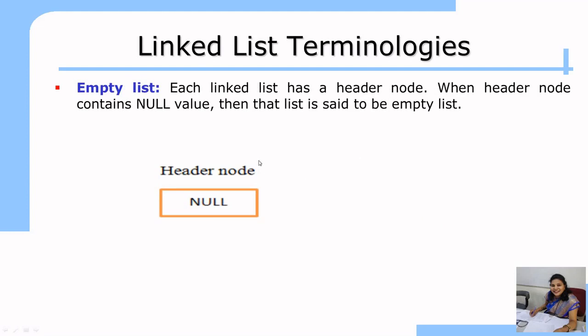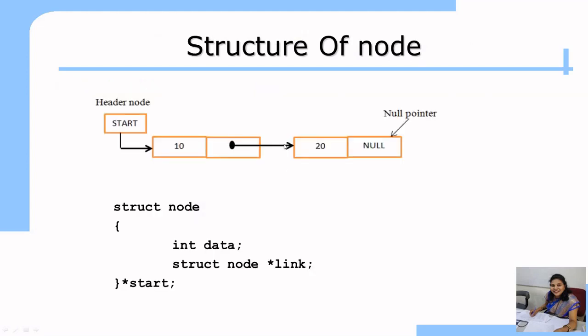Empty list. When the header node has the null value, then it is an empty list, because the header node always contains the address of the first node. If there is no first node, that means the linked list is empty.